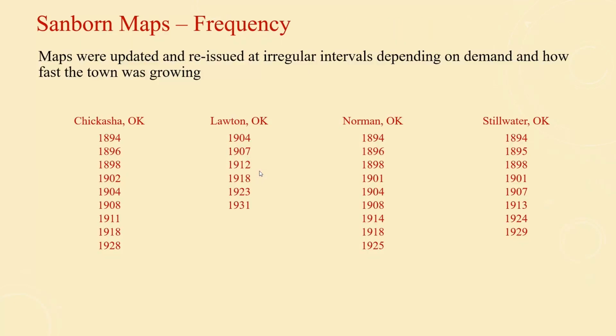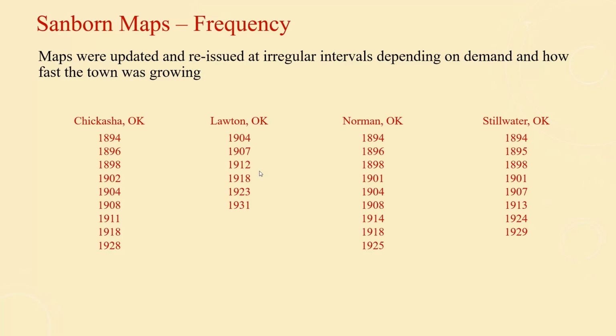All right, Sanborn maps were issued at irregular intervals, just depending on how big a town was growing and what the demand was for it. I just picked a few towns in Oklahoma here and listed all of the different dates of the maps that were published for each town. And so you see there are a lot of different dates going on here. Three of these start in 1894, and that's not a coincidence, I don't think, because 1889 was the land run in Oklahoma, and so five years later, the towns were kind of built up, so they started mapping those.